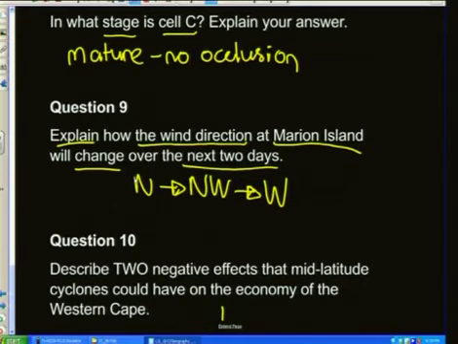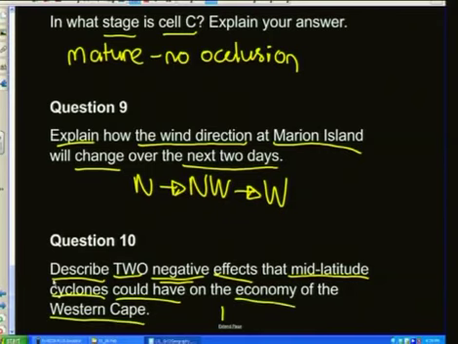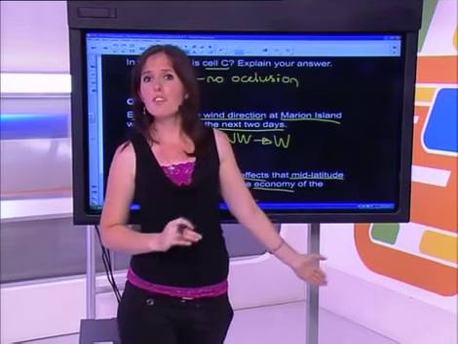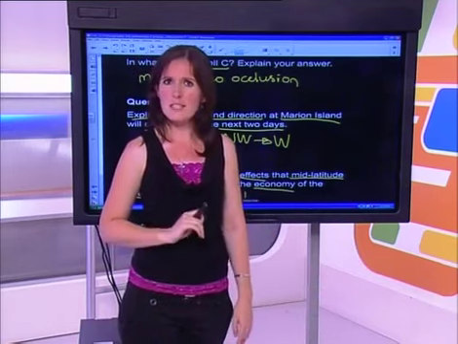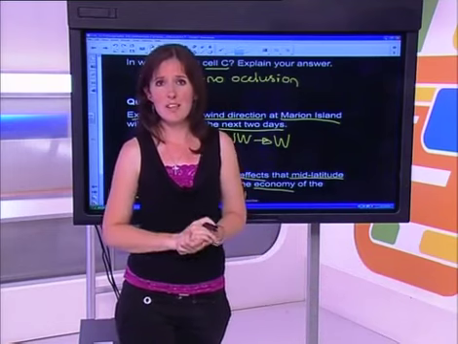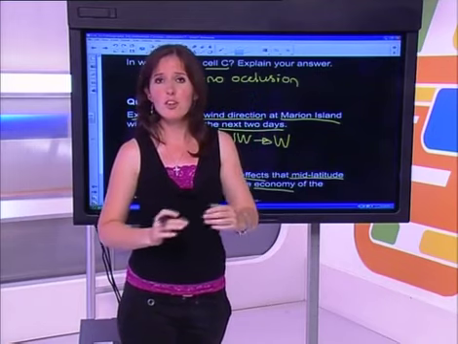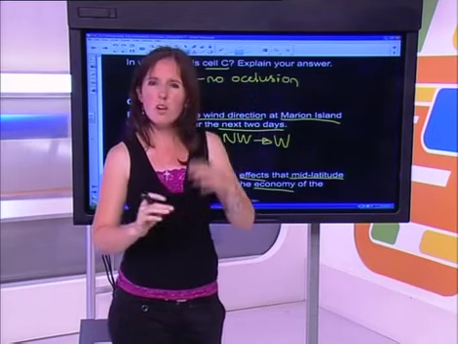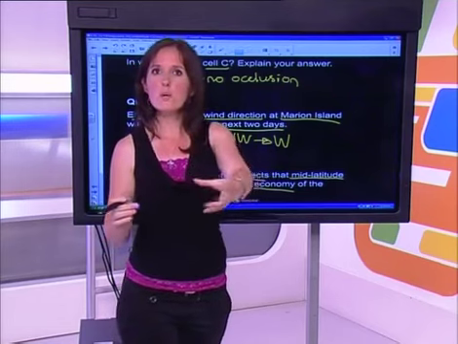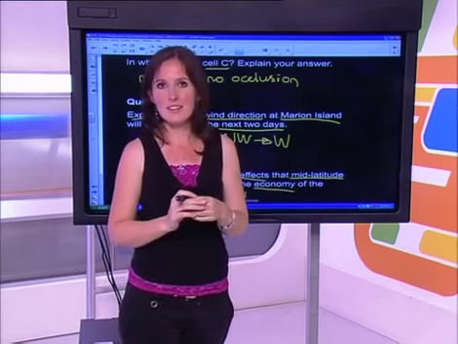Okay, last question. It says describe 2 negative effects that mid-latitude cyclones could have on the economy of the Western Cape. So how does the weather affect the economy? Well, it does in a big way. No one wants to go down to the Western Cape in July for a holiday. Let me tell you why. Because it's raining all the time. So no one's going to want to get a suntan. They're not going to want to go to the beach. So because of that cold, wet, rainy weather, it means less tourists go. So the tourism economy declines.